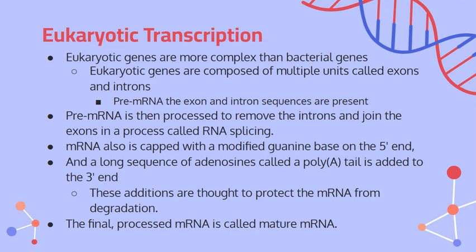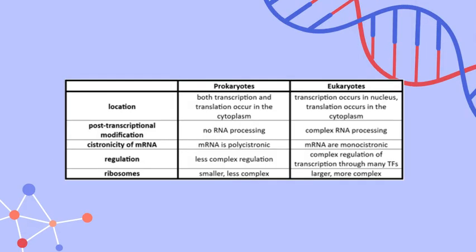splicing. Once those exons are spliced together, mRNA is capped with a modified guanine base on the 5' end and a long sequence of adenines called a poly A tail on the 3' end. These additions are thought to protect the mRNA from degradation or falling apart. And once this is all processed, it is called mature mRNA.